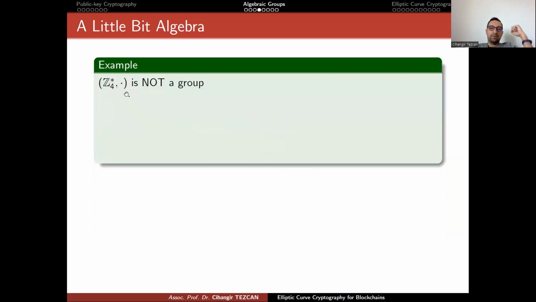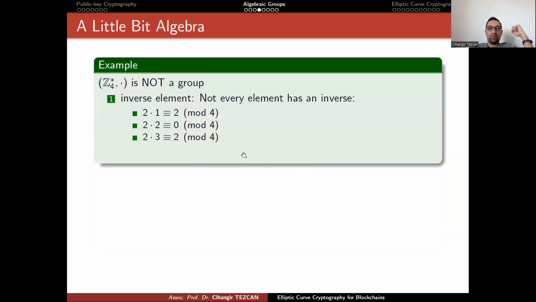Again, Z4 star with the multiplication is not a group. Here is why. We cannot find an inverse element for all of them. For instance, think about 2. 2 does not have an inverse, because let's multiply 2 with every element. Multiply 2 with 1, it is 2. Multiply 2 with 2, modulo 4 is 0. But identity element is 1 in multiplication. So multiply 2 with anything you want in this set of elements, you do not end up with 1. So it doesn't have an inverse.